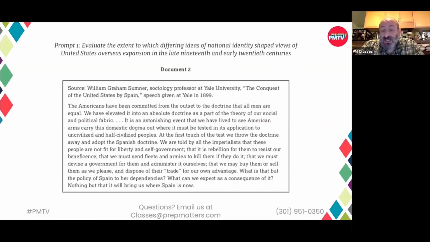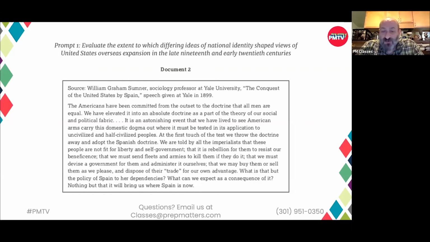Americans have been committed from the outset to the doctrine that all men are equal. It is astonishing that we have lived to see American arms carry this domestic dogma out where it must be tested in its application to uncivilized and half-civilized people. At the first touch of the test, we throw the doctrine away and adopt the Spanish doctrine.